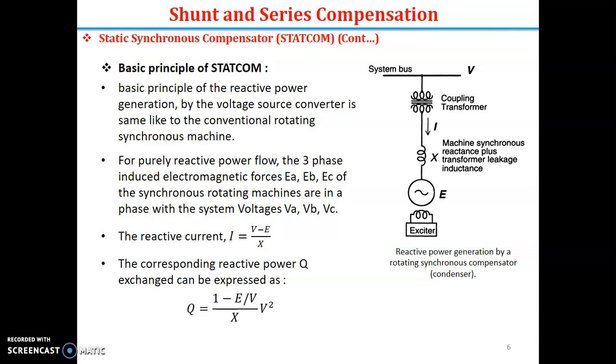So the reactive current I drawn by the synchronous compensator is determined by the magnitude of system voltage V, the internal voltage E and the total reactance X, depending on whether E is more than V or V is greater than E. The sign of I will change, and so the direction of current will change. The corresponding reactive power is given by (1 minus E/V) divided by X, times V square.